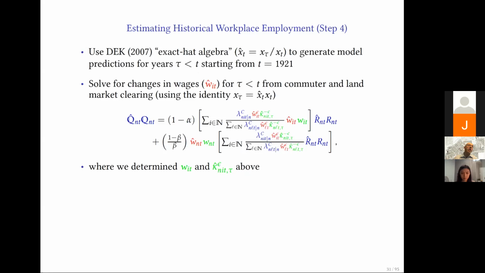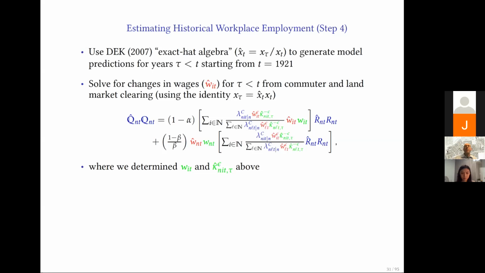How this exact hat algebra works is I'm going to take my equilibrium condition in year tau, which says that the income of landlords has to equal payments for residential and commercial floor space. Now, I can't really do anything with that equilibrium condition in year tau. Why? Because I don't observe some of the things that I would need to observe in the earlier year in the 19th century. In particular, I don't observe employment by workplace in the 19th century. And so you'd think it would be hopeless to use the model because you don't observe the things you would need. But this exact hat algebra approach is going to solve that problem for us.